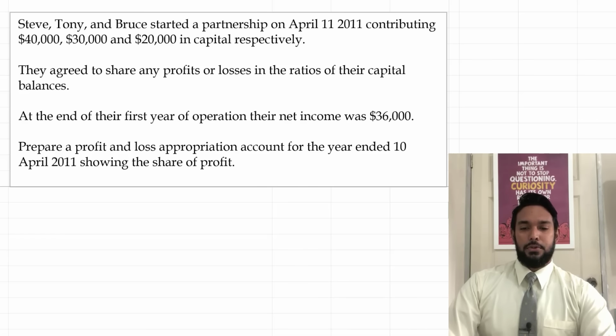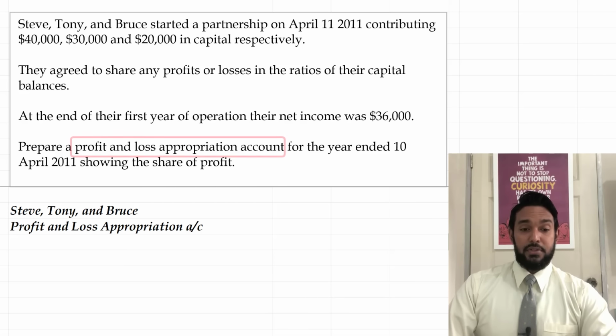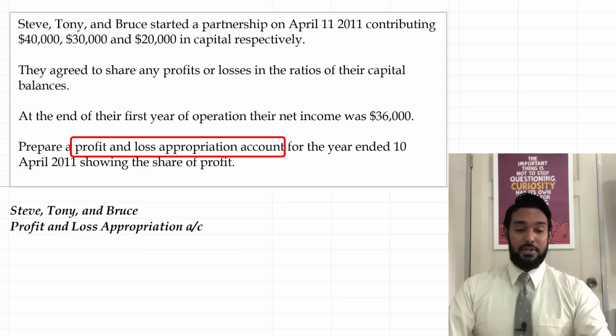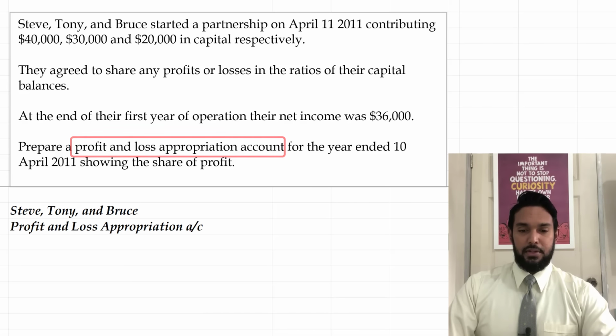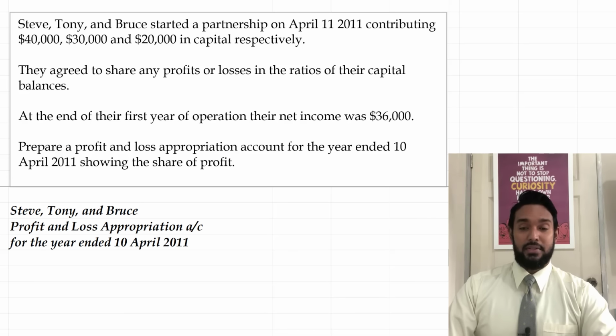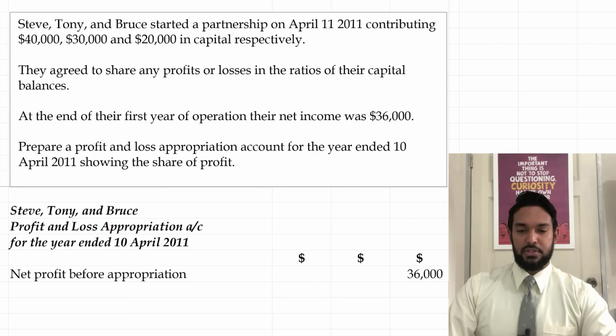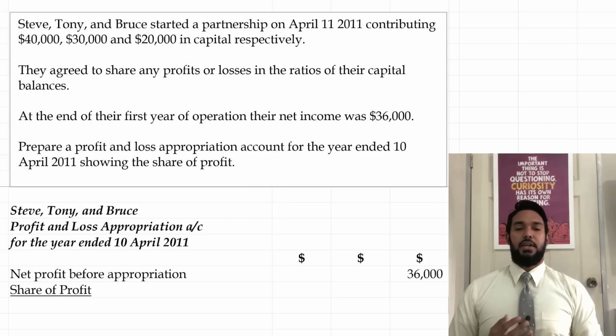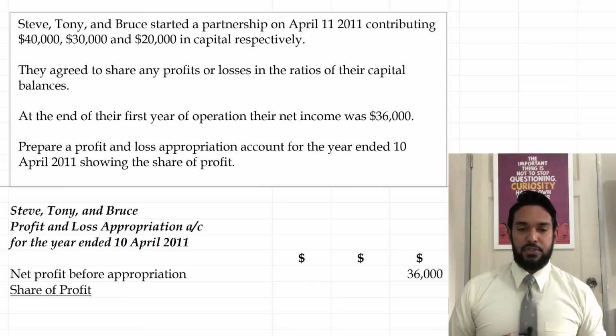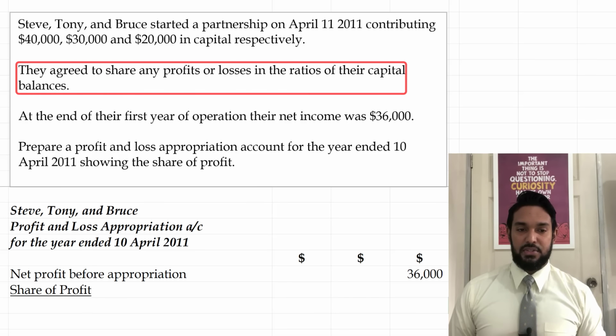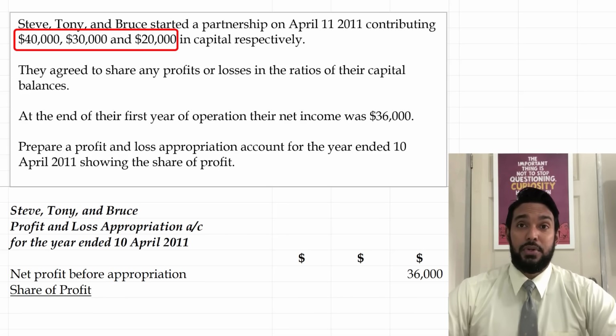All right, anyhow, so Steve, Tony, and Bruce, profit and loss appropriation account, so you see there's a different name for it now. For the year ended 10th of April 2011, dollar signs. We now also have the profit before appropriation, 36,000, share of profit. Now it says to share profits and losses in the ratios of their capital balances, which are what? 40,000, 30,000, and 20,000. So we treat it just like a regular ratio.